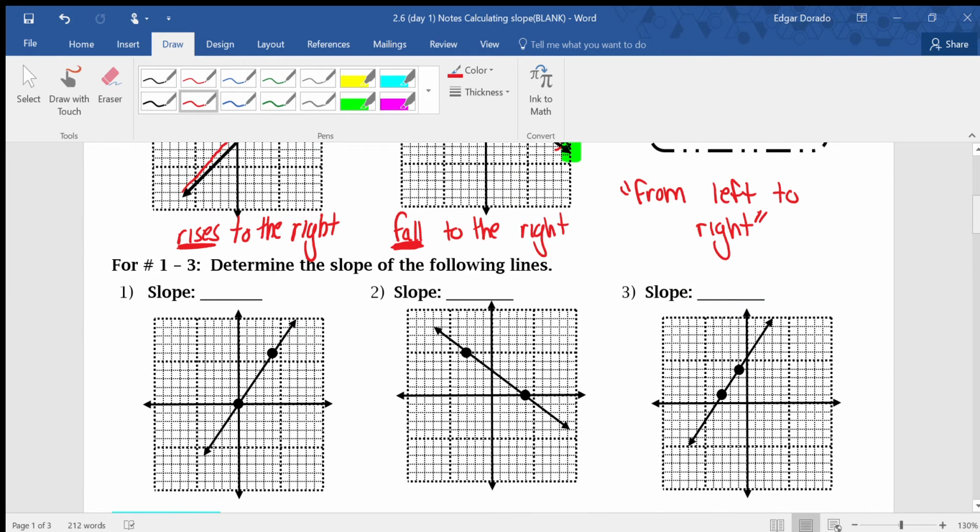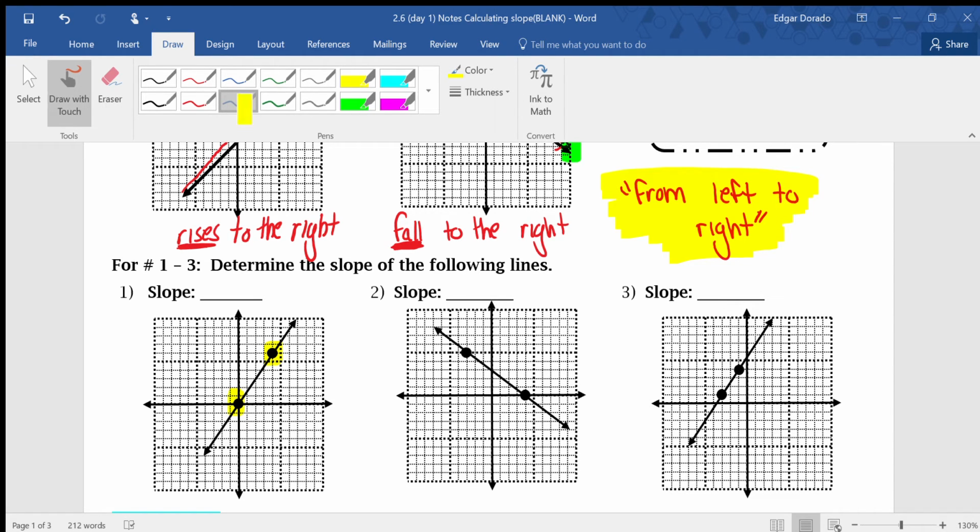All right, so remember what we said. It's the rise over the run, the change in y, so how much up or down I go, and then how far left or right I go. Let's go again using our rule of thumb here, and I'm going to highlight it for you guys. From left to right. The first point I see here on the left is this one, and we are traveling to the right point. Let's see how much we actually travel.